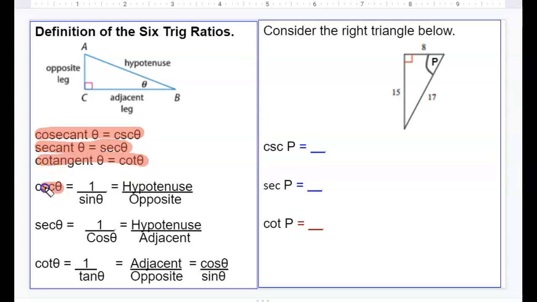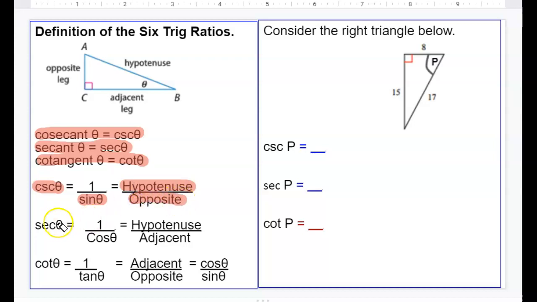By definition, cosecant of theta is 1 over sine theta. But remember that sine theta was what? Opposite over hypotenuse. So 1 over sine theta simply means you flip the definition of sine theta, which we know is opposite over hypotenuse. So we're going to flip it, and now we'll have hypotenuse over opposite.